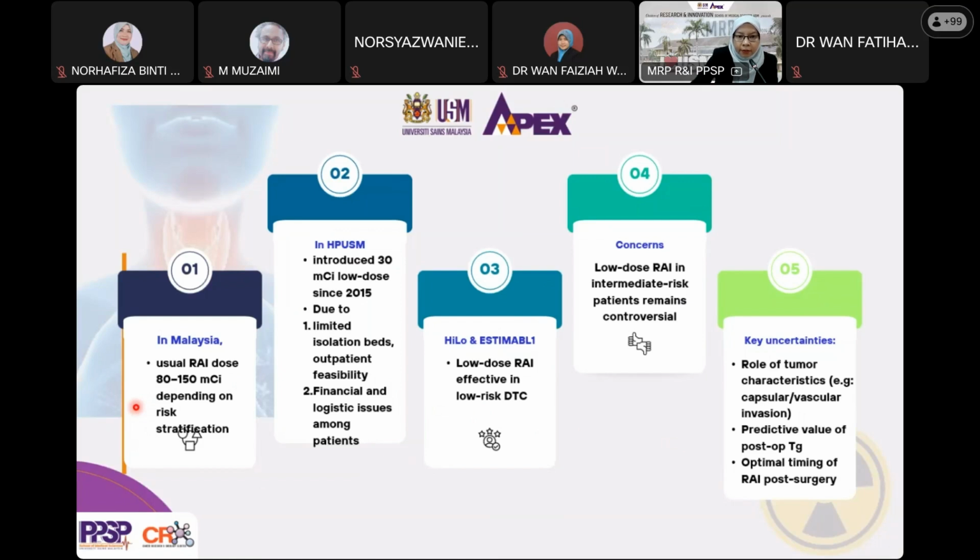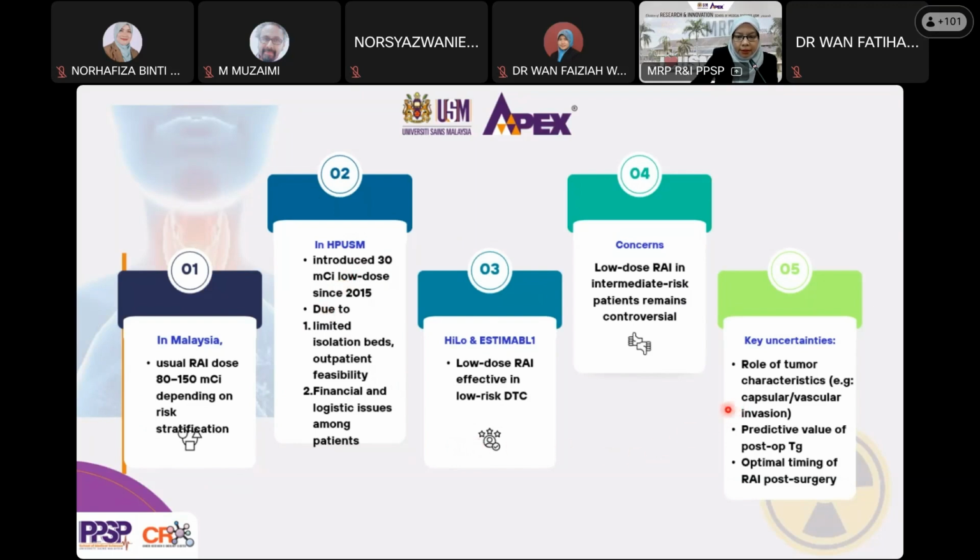150 mCi. However, in USM, we have adopted the 30 mCi low dose since 2015. This is mainly due to our limited isolation beds and also our patient problems, mainly financial and logistical constraints. Importantly, a patient receiving 30 mCi does not require admission, which helps to avoid treatment delays, and reduces overall cost compared to high dose.